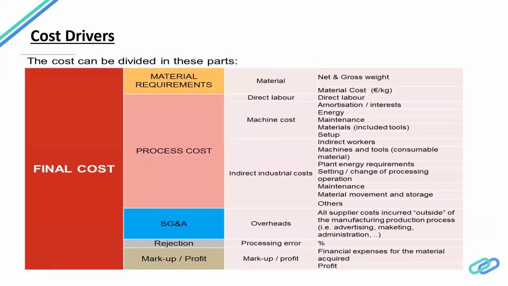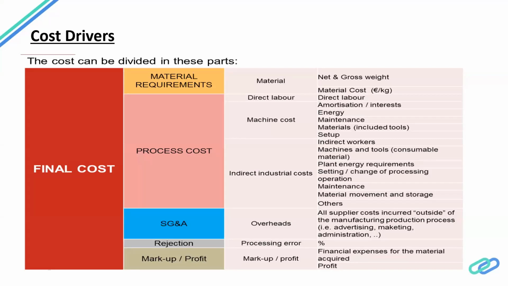So in this slide, as for should cost, I've touched on the left hand side. We have the final cost. To get the final cost, what are the things we need? Definitely one is the material cost. In material cost, we need the material requirement and the material cost. In material cost, two things come: one is net weight and gross weight.